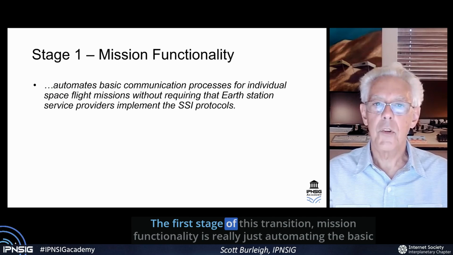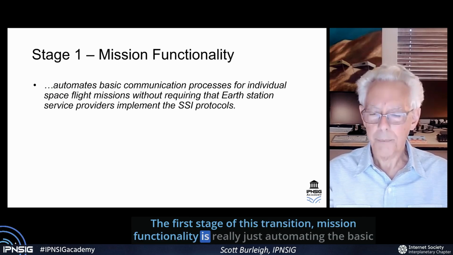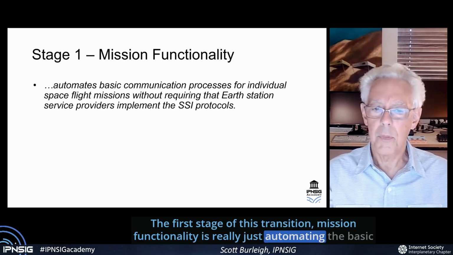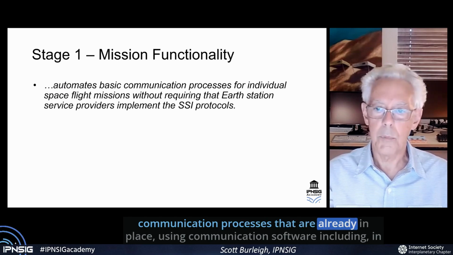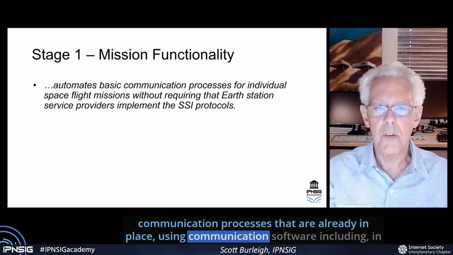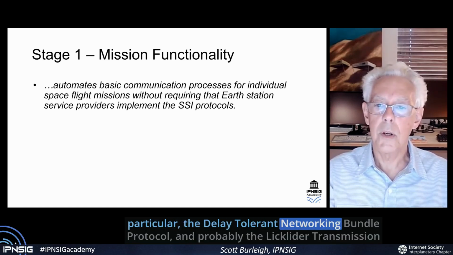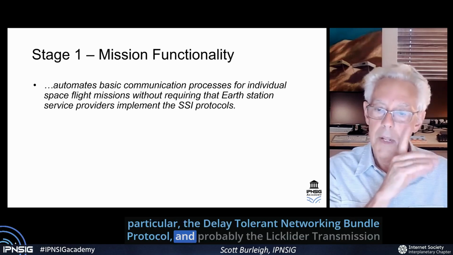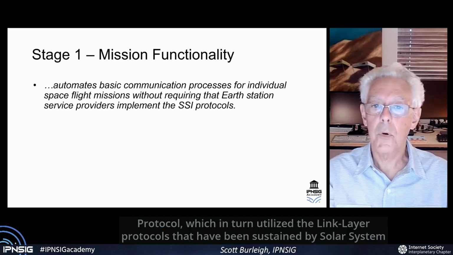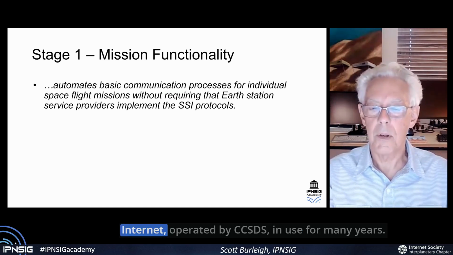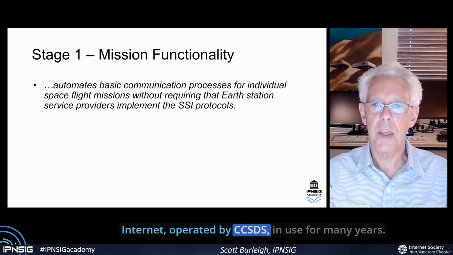The first stage of this transition, mission functionality, is really just automating the basic communication processes that are already in place, using communication software, including, in particular, the DTN networking Bundle Protocol and probably the Licklider Transmission Protocol, which in turn utilize the link layer protocols that have been sustained by solar system internet operated by CCSDS entities for many years.